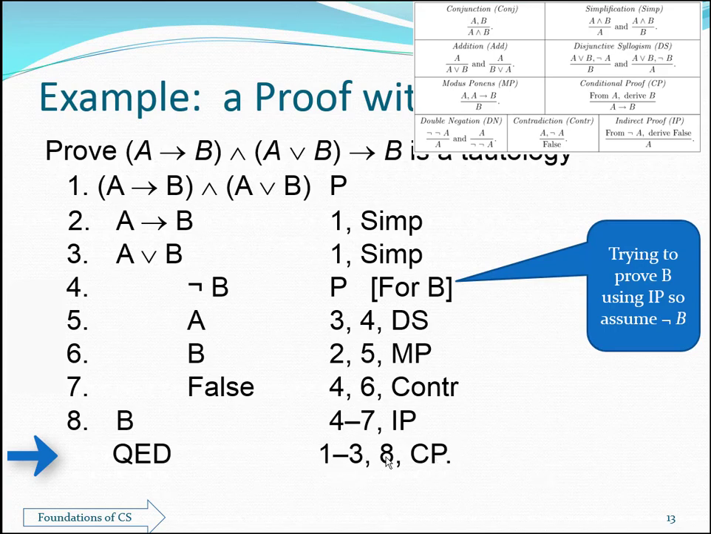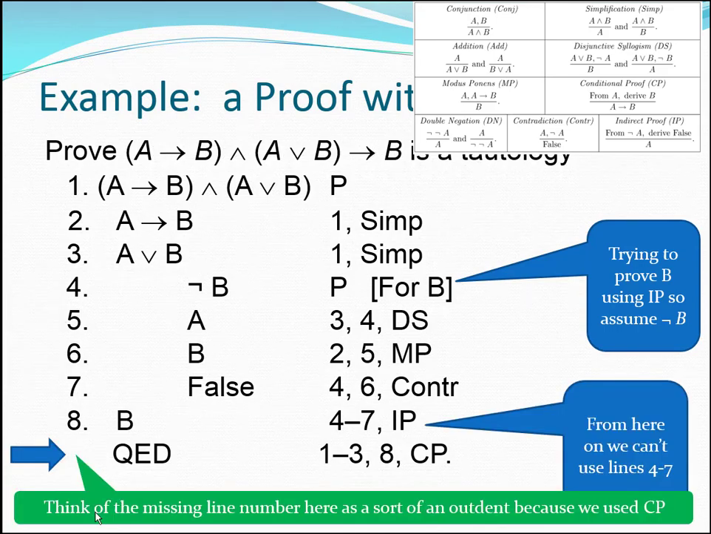And the only tricky part is what lines do you claim helped you with this, right? And the answer is that you can't use any of the lines of the subproof. Those guys are gone, right? It's like they're out of scope. And so what we're going to say is I have used CP and all the lines that are still available to me, in other words, lines 1, 2, 3, and 8, to prove that this thing up here is a tautology.